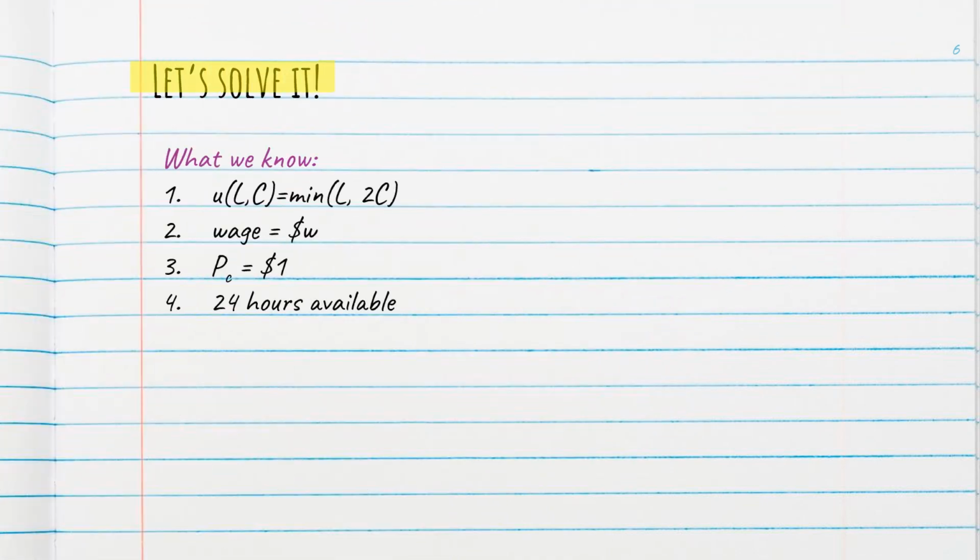Now we're ready to solve this question. Here's what we know: utility function, wage, price of the composite good, and the number of hours available. We remind ourselves what we're looking for. This is a really important tool. You can get lost if you don't keep reminding yourself what you're searching for. So here we're trying to find demand for leisure.